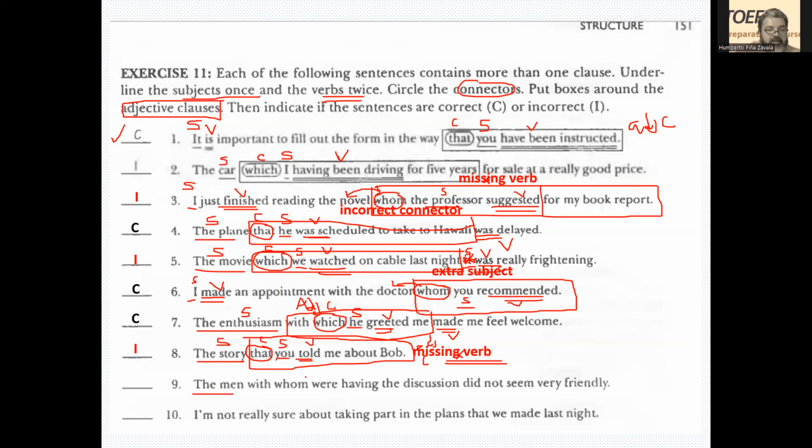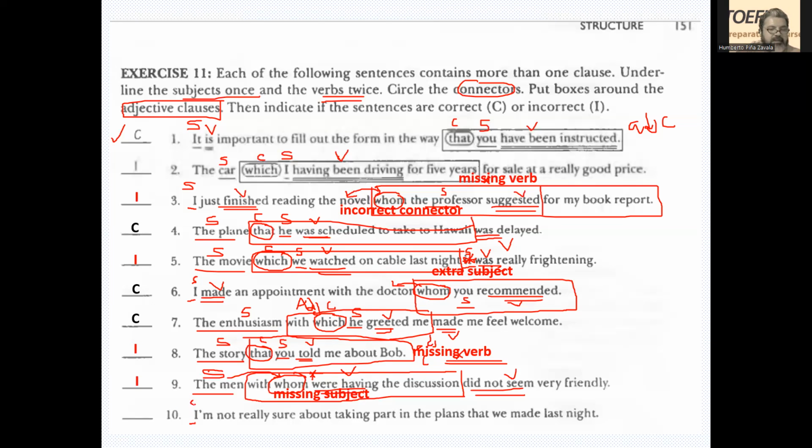The man with whom we're having the discussion did not seem very friendly, right? So the man, subject, did not seem very friendly, with subject, verb. Man is a person, whom, okay. But we don't have a subject here. So that's the problem. That's why it's incorrect.